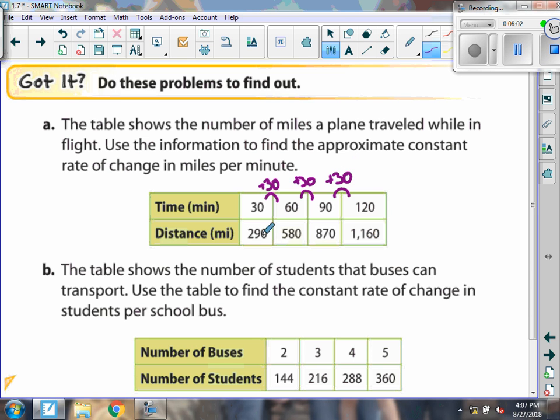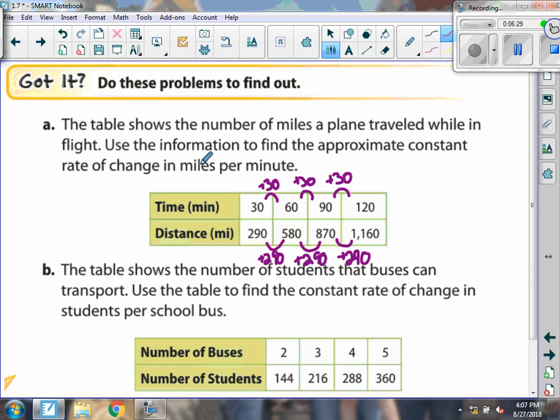Okay. Our distance from 290 to 580 was 290. So if you can't just see that it's 290, then what you need to do is subtract. 580 minus 290 is going to give us 290. To go from 580 to 870, you're increasing by 290. Again, 870 minus 580 is 290. And same thing for our last set of data.